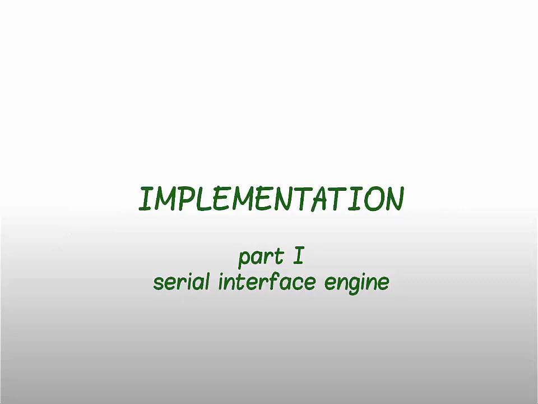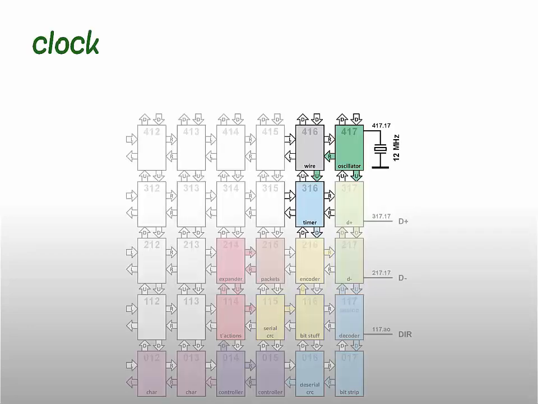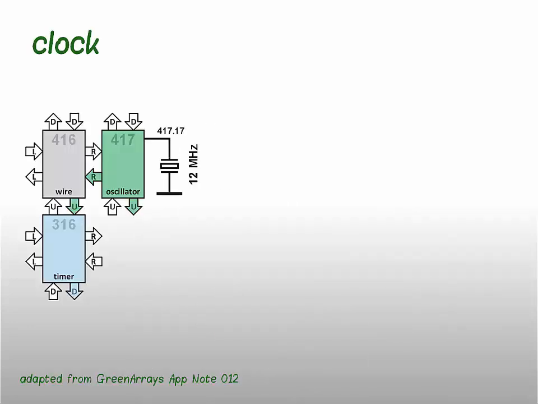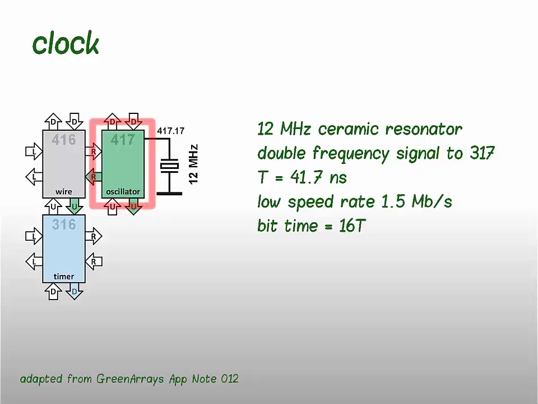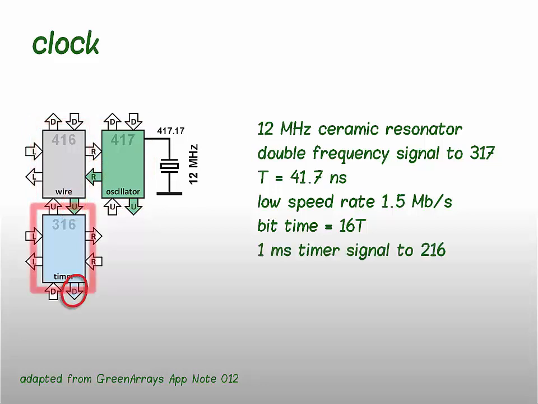We'll start with the serial interface engine. First, there's a clock module. It's composed of 3 nodes: an oscillator with a 12 MHz ceramic resonator on its GPIO pin. The oscillator provides a double frequency signal to node 317 with a period of 42 nanoseconds. At low speed rate, it represents 16 clock periods per bit. Then we have a wire node passing this signal to a timer that provides millisecond pulses to node 216.